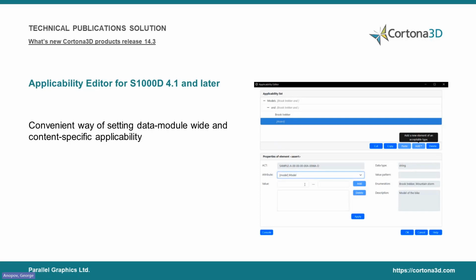In case applicability cross-reference table data, known as ACT, is used, then the Applicability Editor allows setting applicability as defined in the ACT. This is not just convenient, but also allows avoiding data entry errors. Applicability Editor can be launched from all RapidAuthor applications and also from Teamcenter when the RapidAuthor connector for Teamcenter is configured. A demonstration on how to use the new Applicability Editor can be found on our YouTube channel.